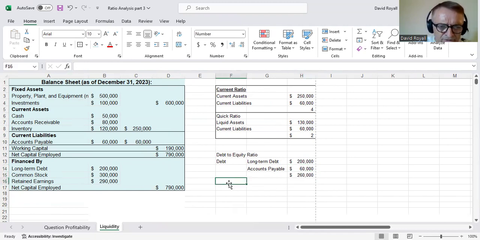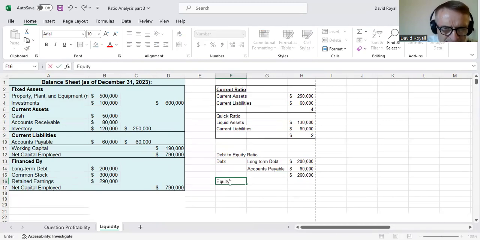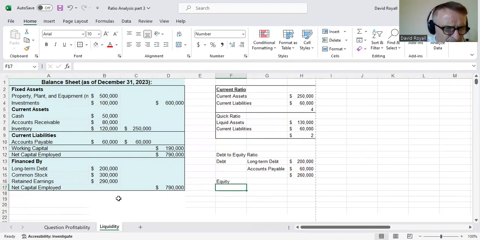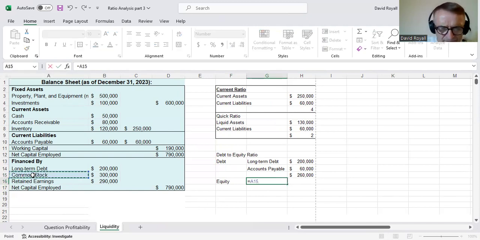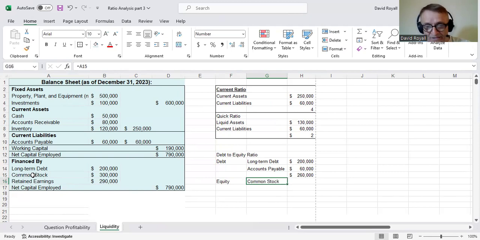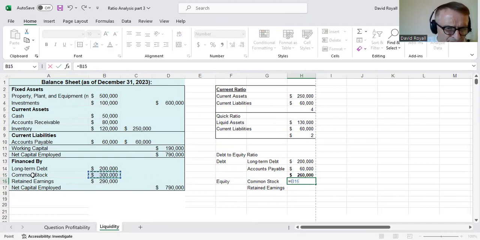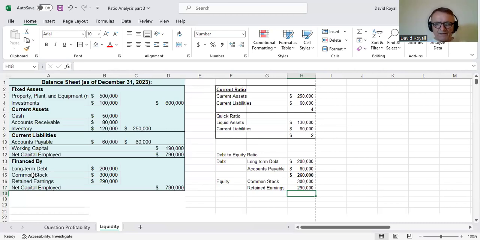So what I want to now know is what's the equity. Well, the equity is here. It's these two figures here. The common stock or shares of the company. And highlight that. And the common stock was 300. And the retained earnings. Now, you may say, oh, retained earnings, where did that come from? Well, the retained earnings is part of the equity of the business, very much so.